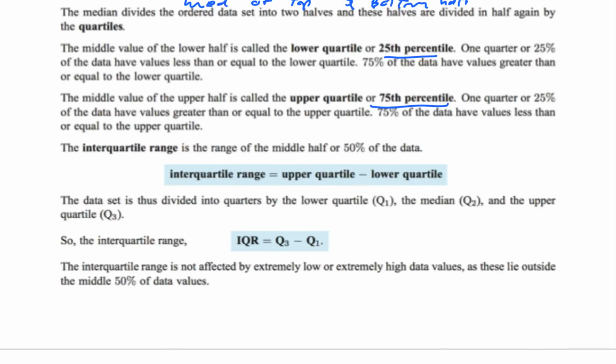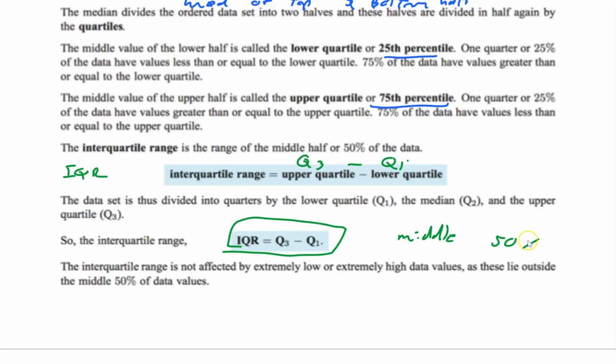The interquartile range. It's a fancy name, we call that IQR. It's a fancy name for Q3 minus Q1, upper quartile minus lower quartile. So you see it right here. It lets you know where the middle 50% of your data is. So this is where most of your data falls. Middle 50% of data.